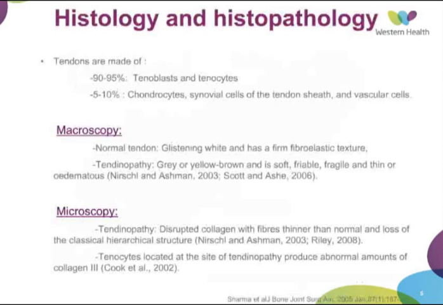Microscopically, in tendinopathies, normally the collagen is disrupted, and the fibers are thinner than normal, and there's loss of the classical hierarchical structure that's present in a normal tendon. Also, the cells at the site of the tendinopathy normally produce abnormal collagen. That may be the reason for this soft formation of the tendon seen under the microscope.